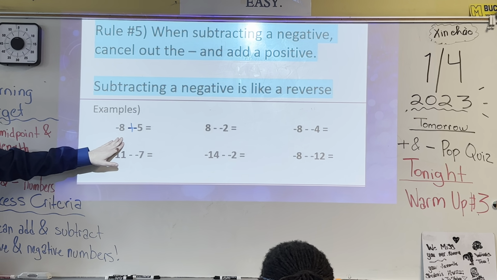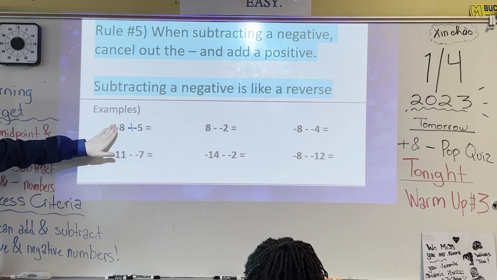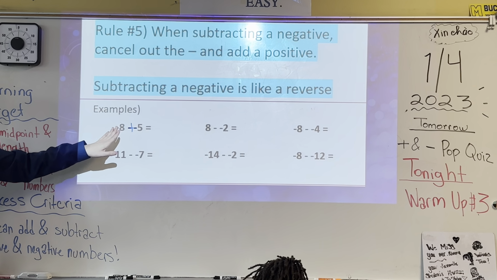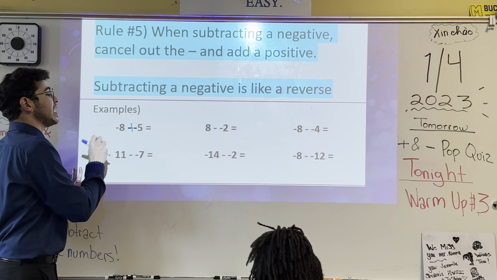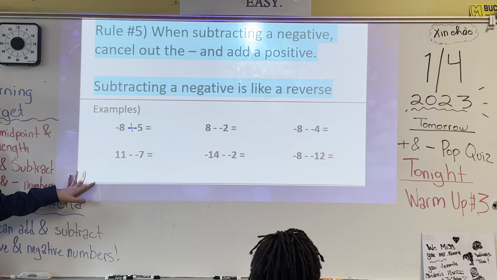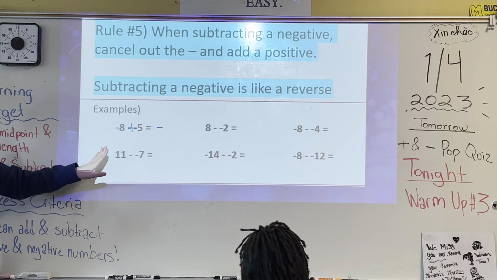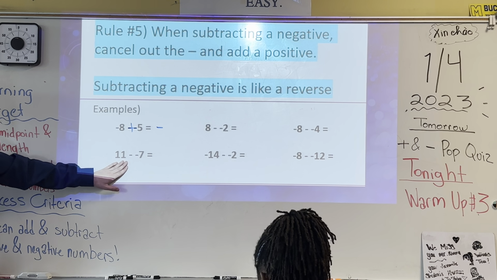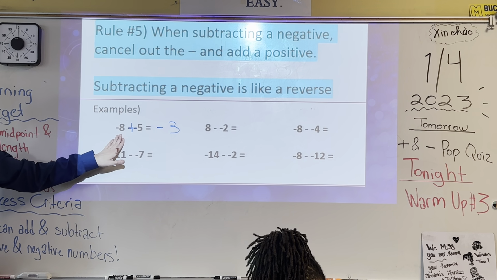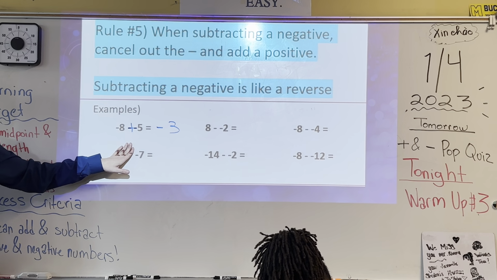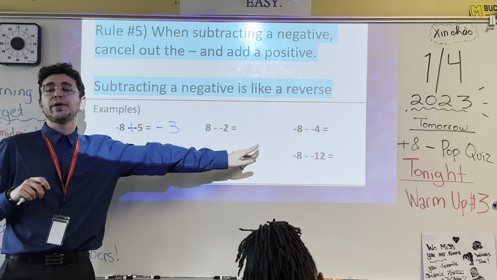What do we see now? Negative 8 plus 5. Say it with me. So we can rewrite this problem as negative 8 plus 5. We have a negative 8 and a positive 5. Which sign wins? Negative 8. So the negative is going to be our answer. What's 8 minus 5? 3. And again, remember, adding a positive and a negative is like subtracting. Isn't that rule number 2? So to do this one, you need to know rule number 1, rule number 2, and rule number 5.